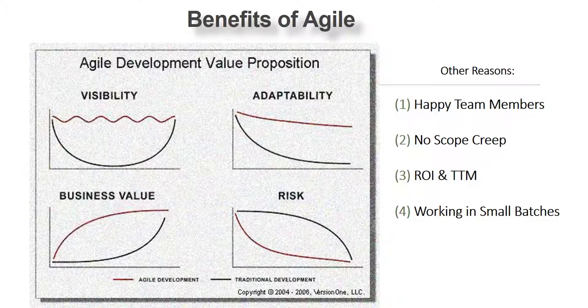We have happy team members because they're working in small batches, and ROI and TTM are actually achieved by working in small batches. So if you work in small batches, release something to market, start getting the ROI, and be on time from the time to market perspective. So these are some of the benefits of Agile that we see in the market currently.